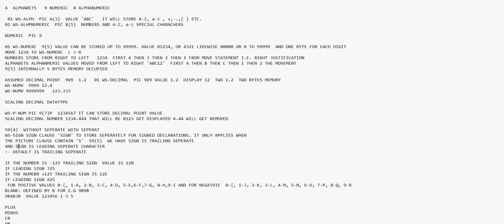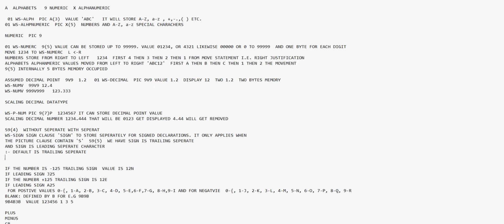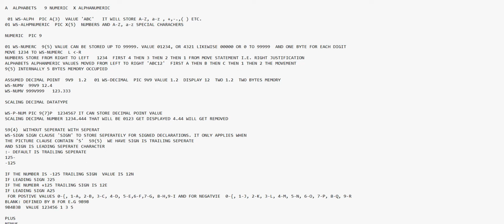If we specify sign is leading separate character, we also have trailing separate, instead of leading we have trailing separate, and the default is trailing separate. If you mention just sign, that will be taken as sign is trailing separate. What is trailing separate? If you mention trailing separate, the value will display as 125 minus; if it is leading, it is -125.